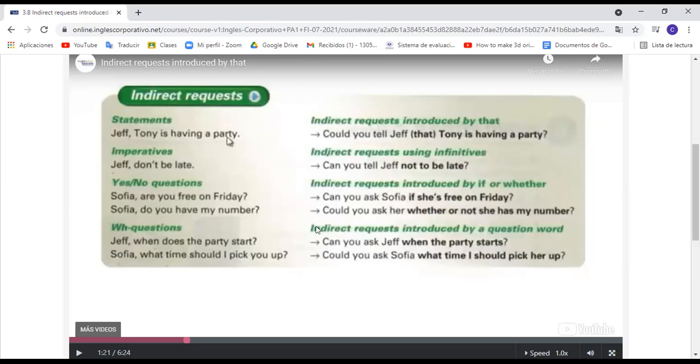If you notice, what is the difference in indirect request? In indirect request, we do not use the auxiliary. We do not say, when does the party start? Only when, and then the party starts. And we have a sentence structure, okay?